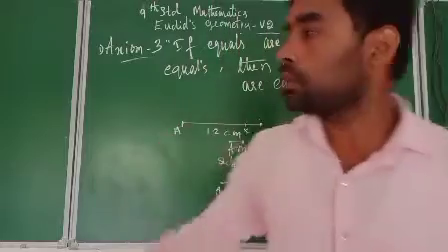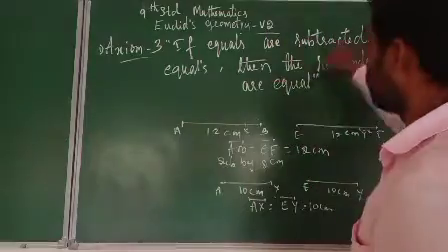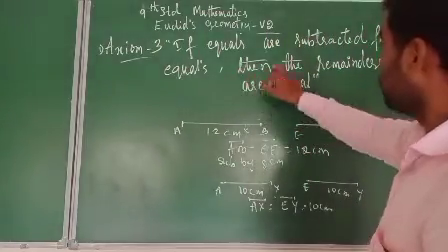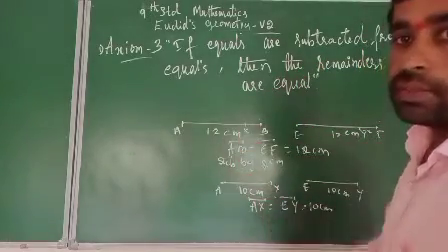Take down this, students. Axiom 3: if equals are subtracted from the equals, then the remainders are equal. Take down this axiom.